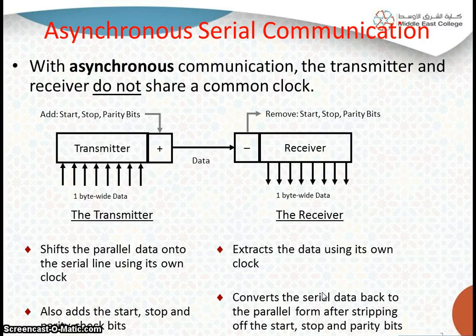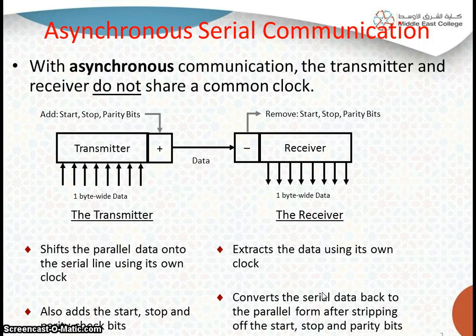In this slide, we will be learning about what exactly asynchronous serial communication is. In this case, the transmitter and receiver are not sharing a common clock. That means they are running at their own speed. They have their own clock.